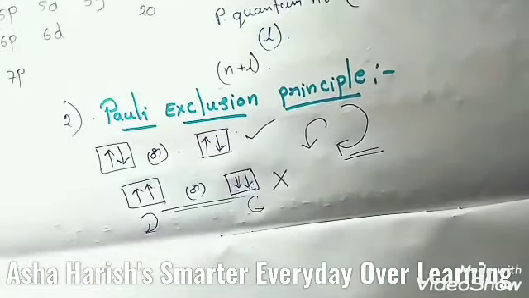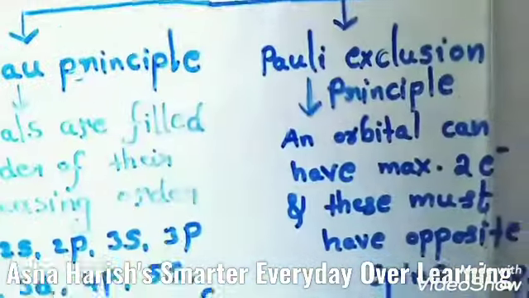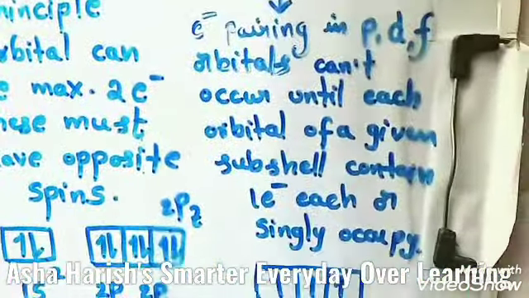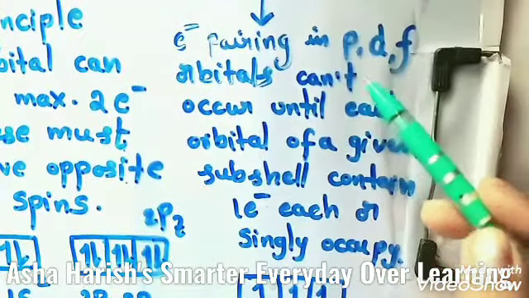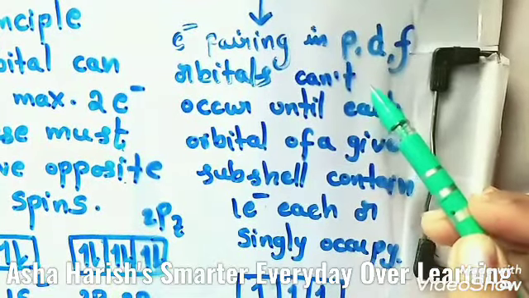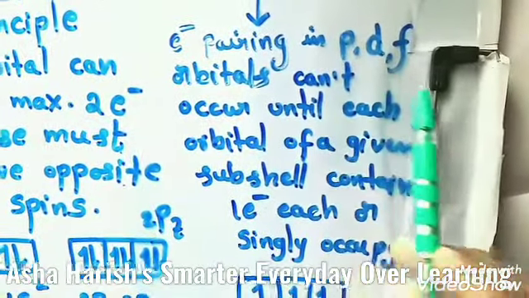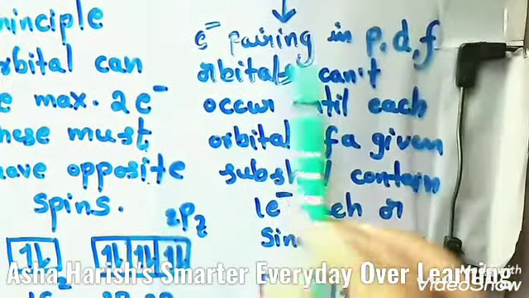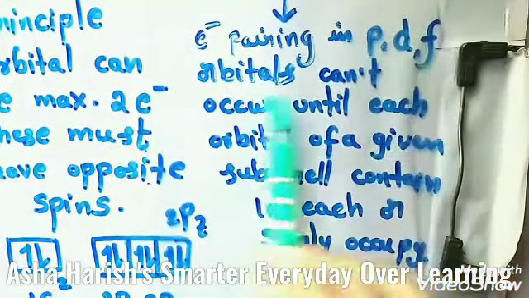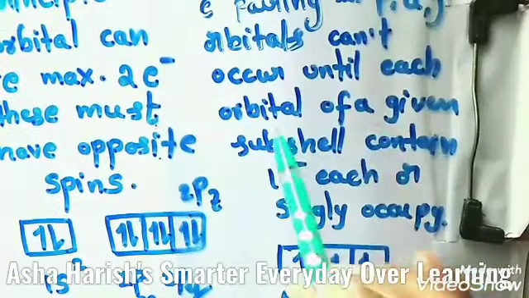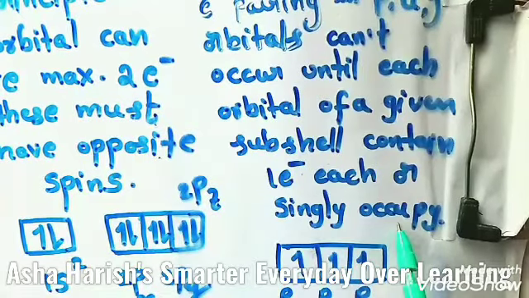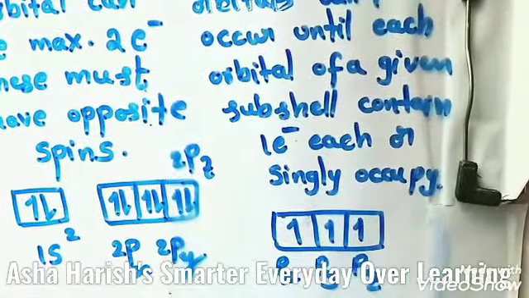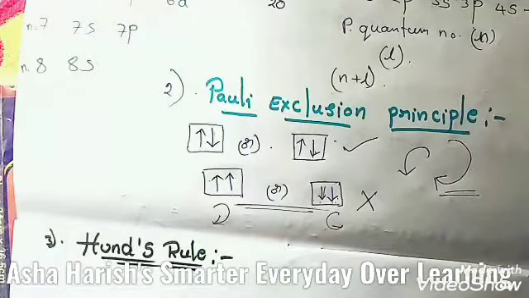And see the third one, students, that is Hund's rule, the rule of maximum multiplicity. See students, this rule deals with the filling of electrons into degenerate orbitals of the same subshell, such as p, d, f. Electron pairing in p, d, f orbitals can't occur until each orbital of a given subshell contains 1 electron, or is singly occupied. Let's see with an example.